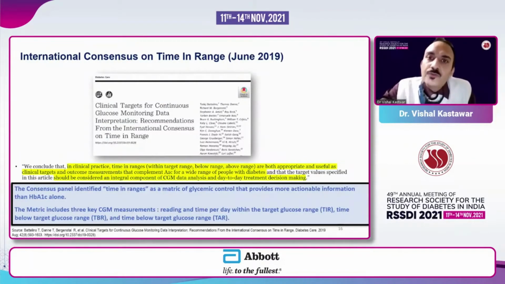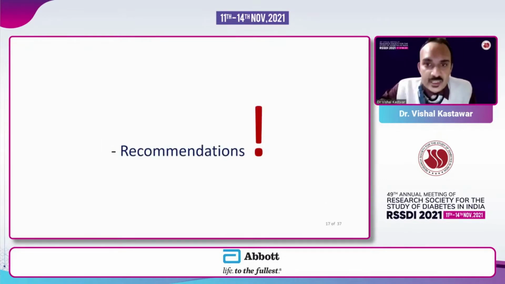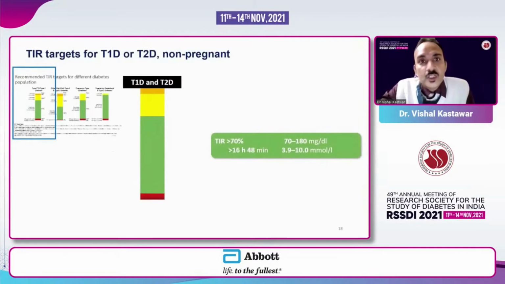According to the international consensus on time in range of ATTD, which was convened in 2019, they have given some recommendations. These recommendations are very important to understand because time in range is gradually becoming an important marker of diabetes risk calculation and overall diabetes treatment quality. This is the recommendation for a type 1 or type 2 diabetic patient who is a non-pregnant adult. You can appreciate from here, the green part is time in range. The glucose level should be between 70 and 180 milligram per deciliter, and time in range should be maintained at more than 70%.